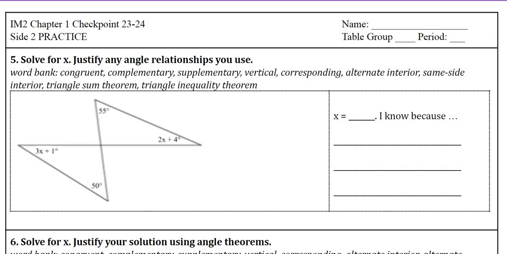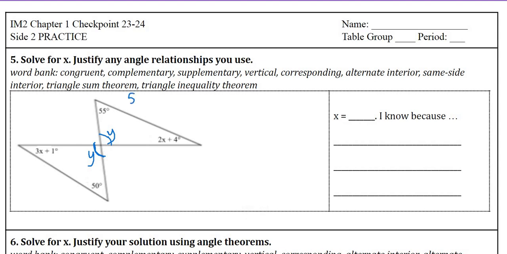Number 5, solve for x. Justify any angle relationships we use. Okie dokie. Now I know that these angles are vertical, and therefore they are congruent. So I'll name this. Now to solve these, I'm going to take advantage of the fact that vertical angles are congruent. And I'll call each of these y, so that it's easy to talk about.